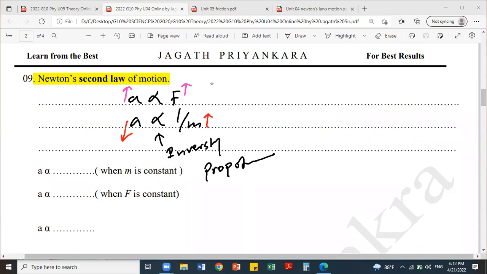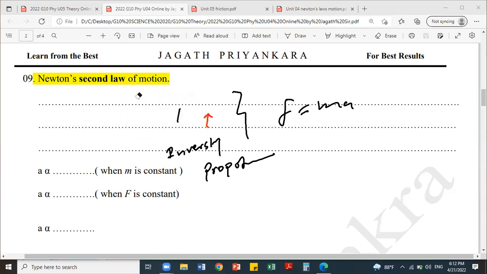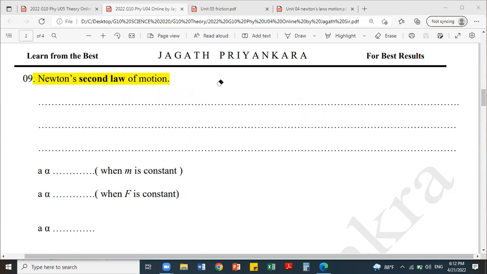Then by combining these two we get an equation. We call it F equals ma. This equation you have to remember for the calculation. What is F here? Unbalanced external force, m is mass, a is acceleration. They will not ask how to derive the equation from Newton's second law. So what is the equation we obtain from Newton's second law of motion? F equals ma.